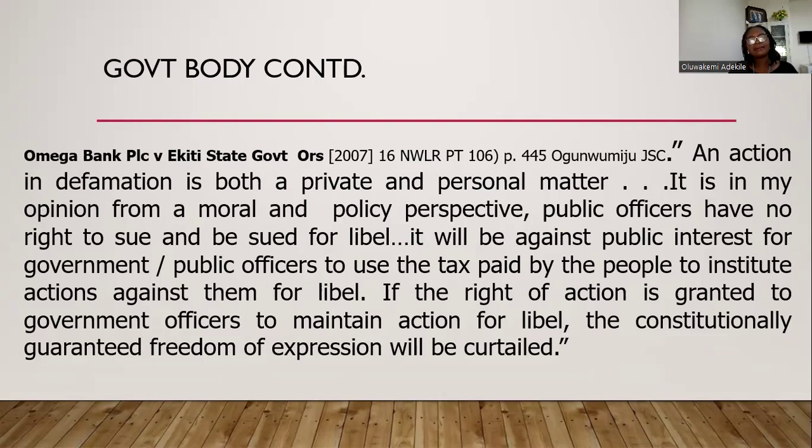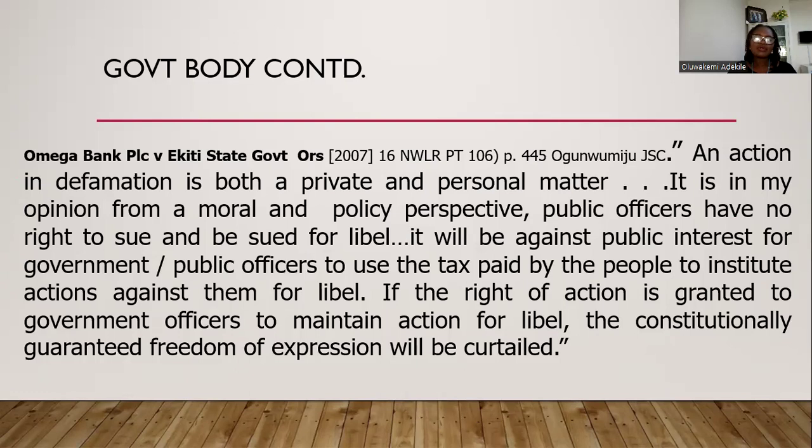And the court said that it is my opinion from a moral and policy perspective. So if you are asked, for instance, on what basis is it that the law says that a government entity cannot sue for defamation? It is morally incorrect, and there are policy reasons why you should not allow government agencies to sue for defamation, the agency, the government body as an entity. I'm not talking about the individuals.